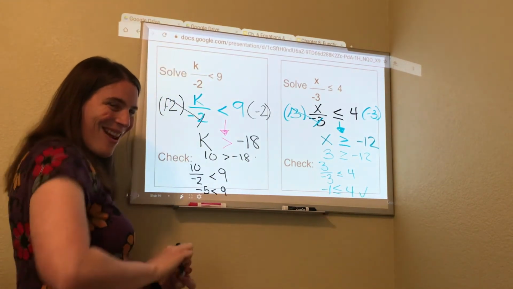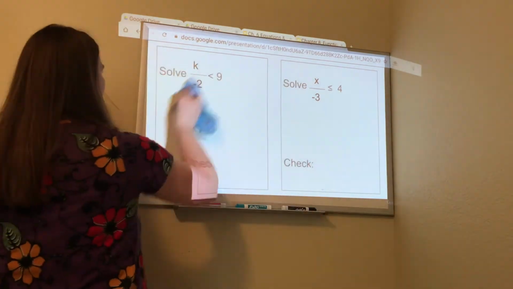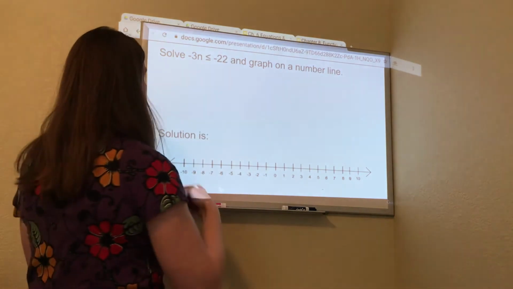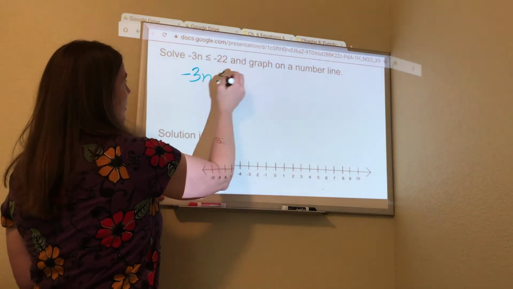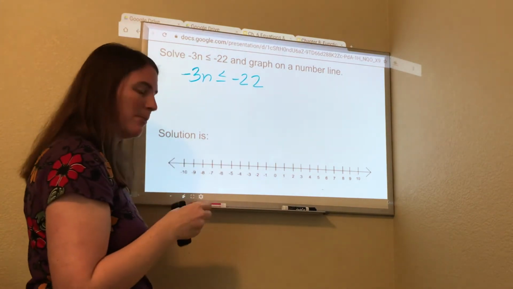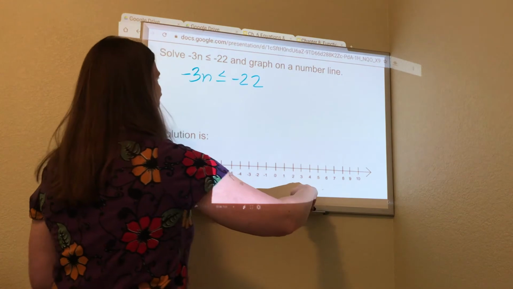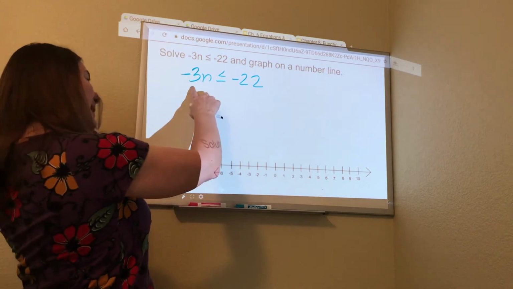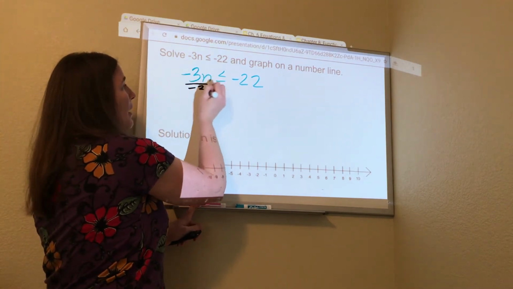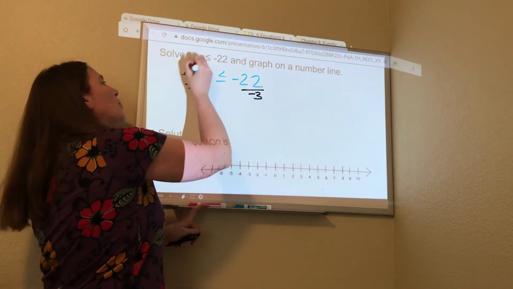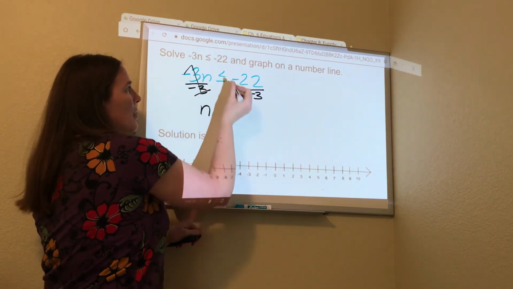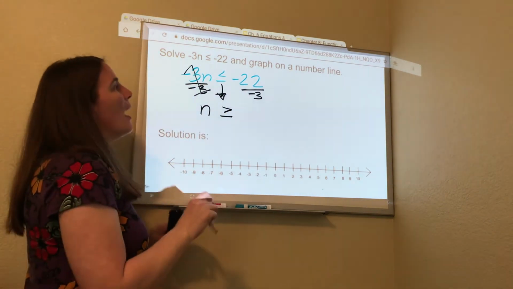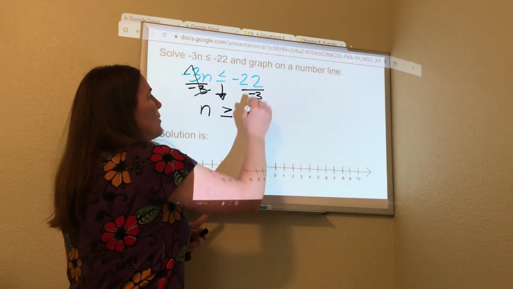All right, let's go on to our next one. With this one we are going to be graphing. So I have -3n is less than or equal to -22. Ms. Sinclair was mean on this one, right? I'm multiplying by -3, so I'm going to divide by -3 on both sides. This would be a 1, so I have n is, I almost forgot to switch it, greater than or equal to. We switched it because we're dividing by a negative. This would be a positive.